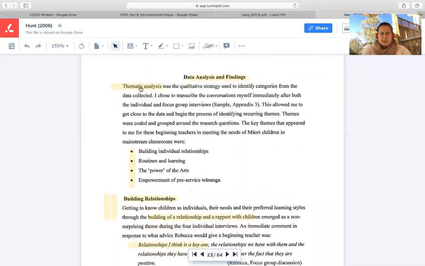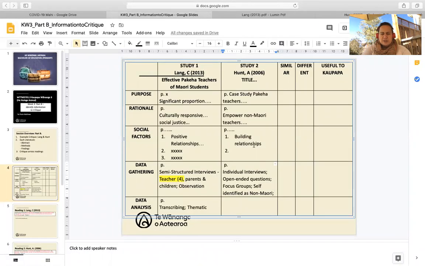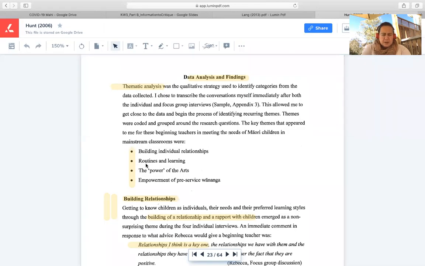So again, a thematic analysis. And that's kind of what we're doing here. So these are the themes that we're building here. Data analysis. I'm going to put the page number, thematic analysis. That will likely come up later on in the kōnae. So that's just useful to put there anyway.